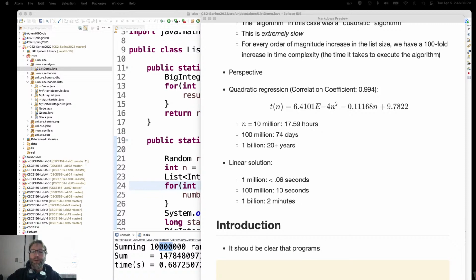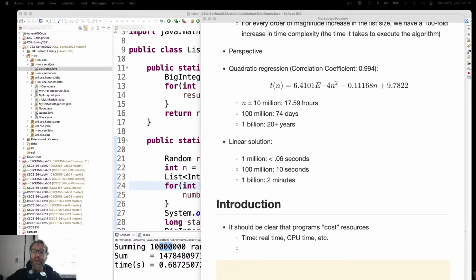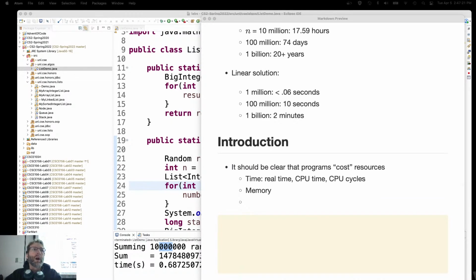It should be clear that programs cost resources. So you tell me, what are some obvious resources that it takes to run a program? CPU time. So I'll just go ahead and go with time. Either real time, CPU time, CPU cycles, GPU cycles, whatever. That's an easily quantifiable resource. What are some other resources? Memory. That's the other obvious one. Is this going to require more and more memory?